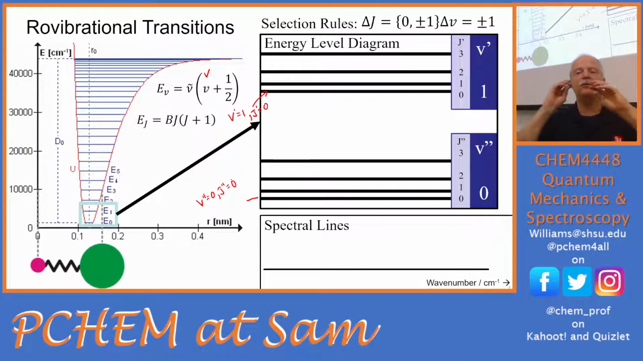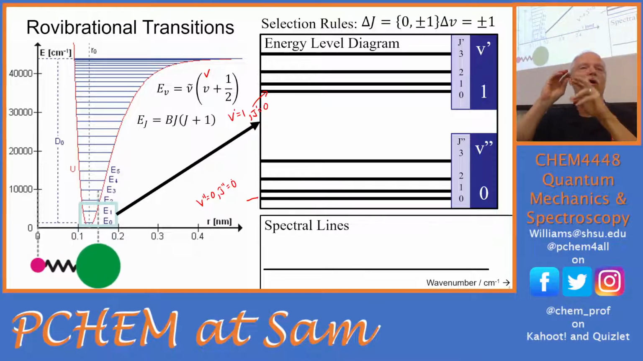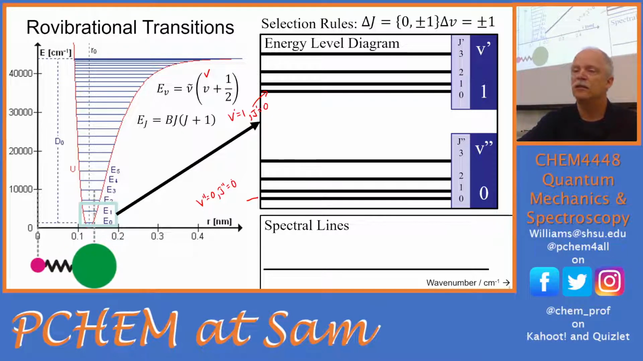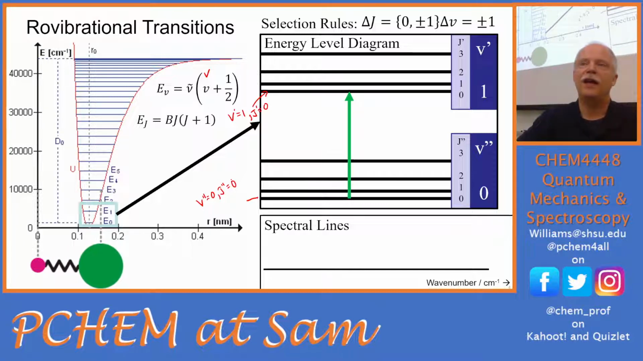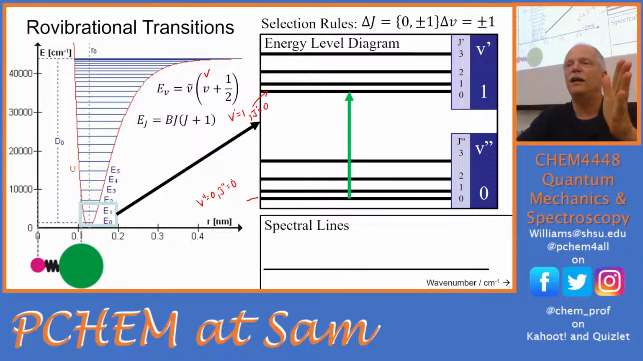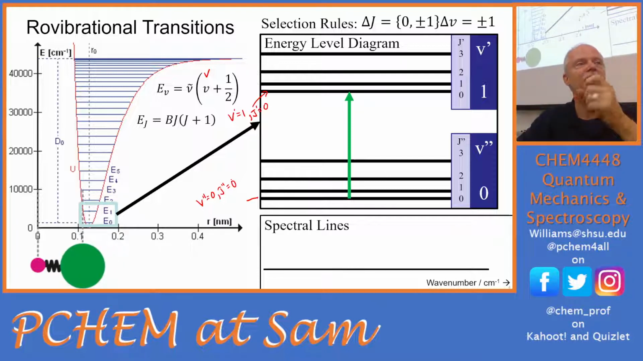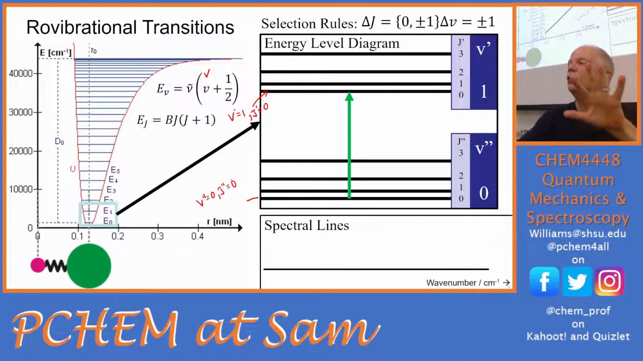So that means we're going from 0 to 1 in vibration, and we're going from 0 to 0 in rotation, or 1 to 1 in rotation, or 2 to 2. You see, the J's aren't changing. So this is the 0 to 0 rotational change on top of the vibrational change. And I've color-coded these arrows so that red light is a lower wavelength than green, which is a longer wavelength than blue. So blue is the shortest wavelength or the highest energy or the longest arrow in the energy level diagram. So it's color-coded correctly.